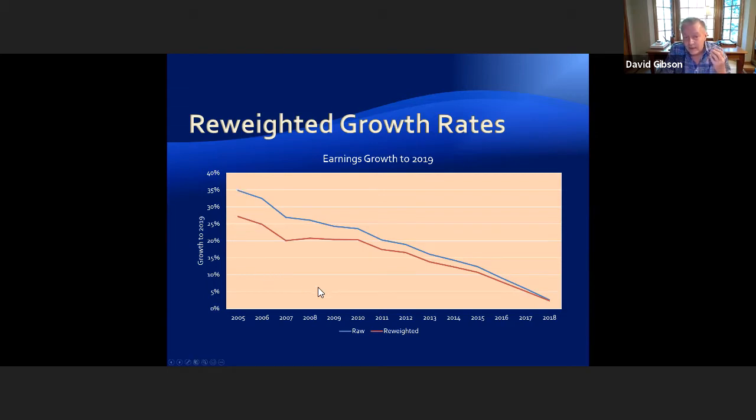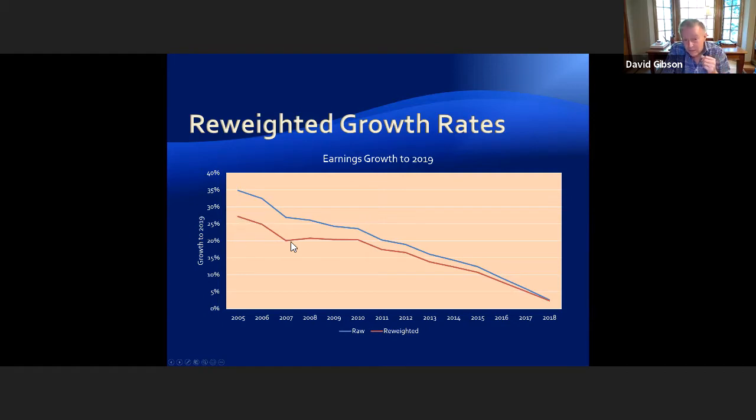However, if I take each of the individual year's earnings and reweight them by the distribution that exists in 2019, I come up with a different level of earnings and therefore a different level of wage growth that's quite a bit lower. That you'll see here, dropping it from 35% to about 27% cumulatively from 2005 going forward.